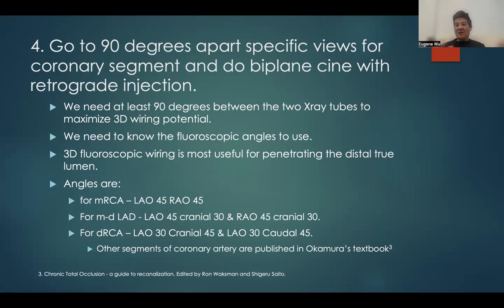The other coronary segments all can be visualized with biplane, and most of them can be done at 90 degrees. The details of this are published in Okamura's textbook, which is the Chronic Total Occlusion, A Guide to Recanalization, edited by Ron Weitzman and Shigeru Shado.